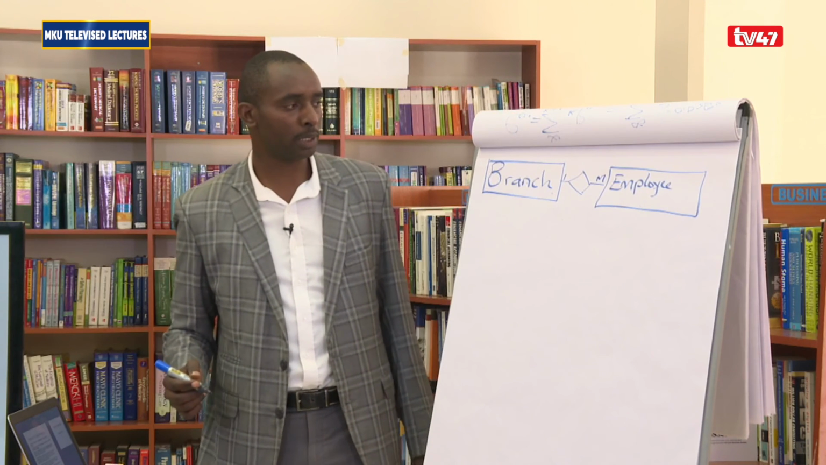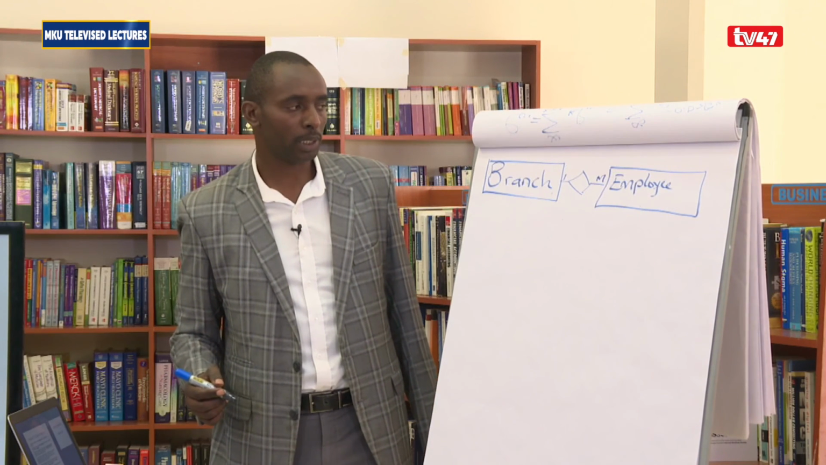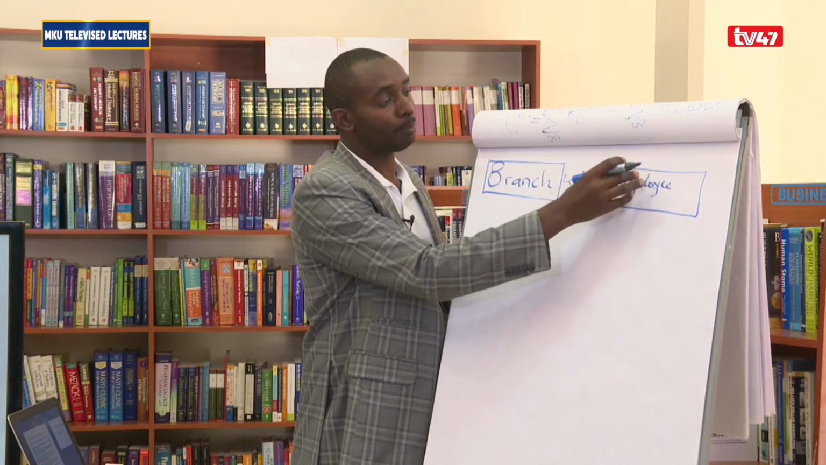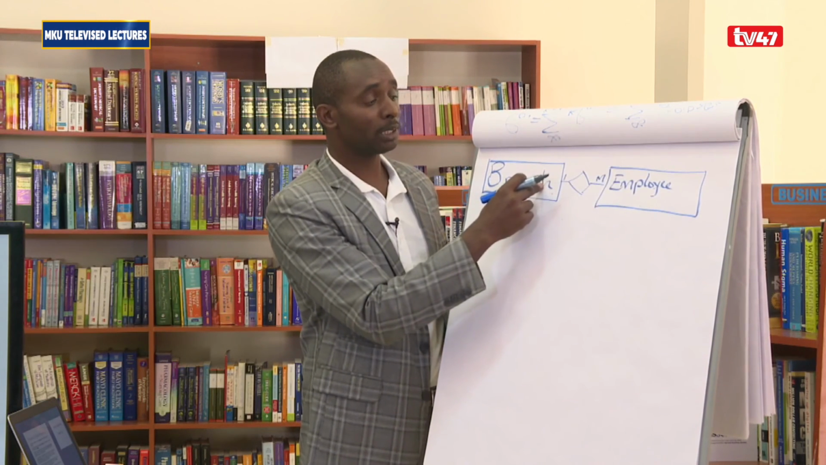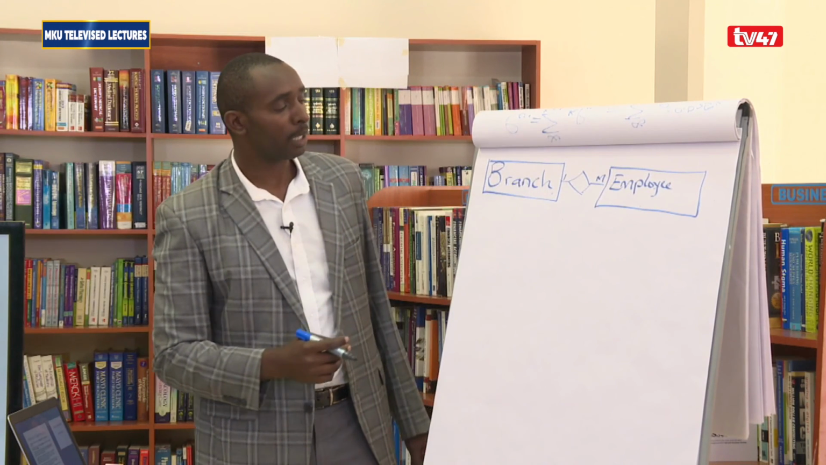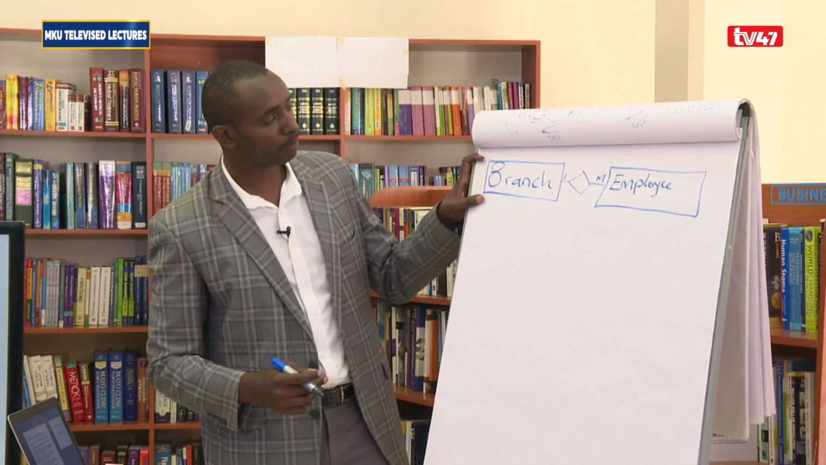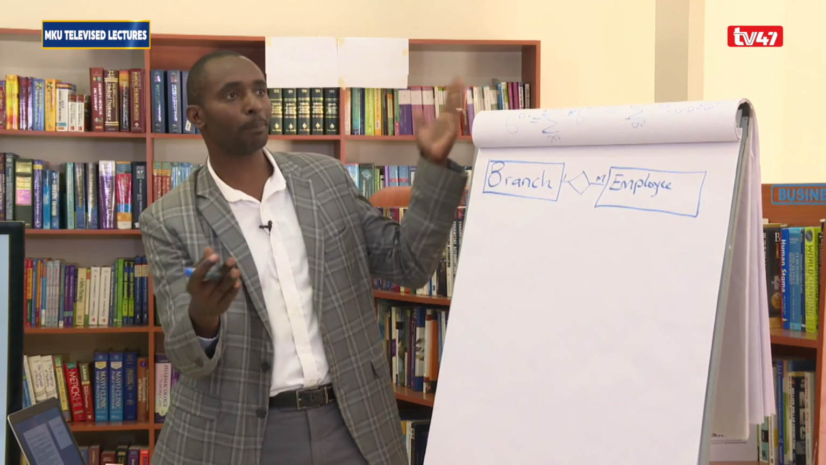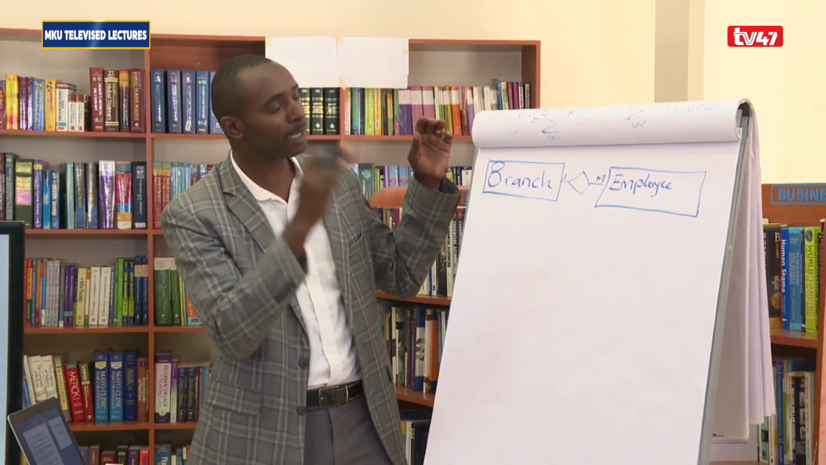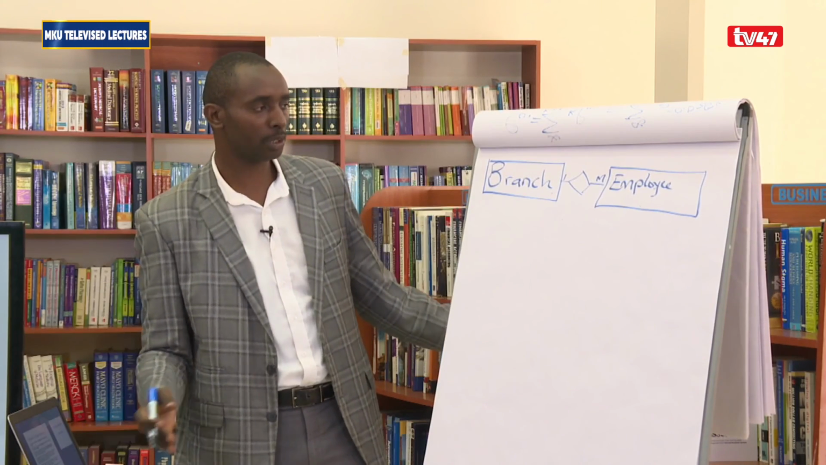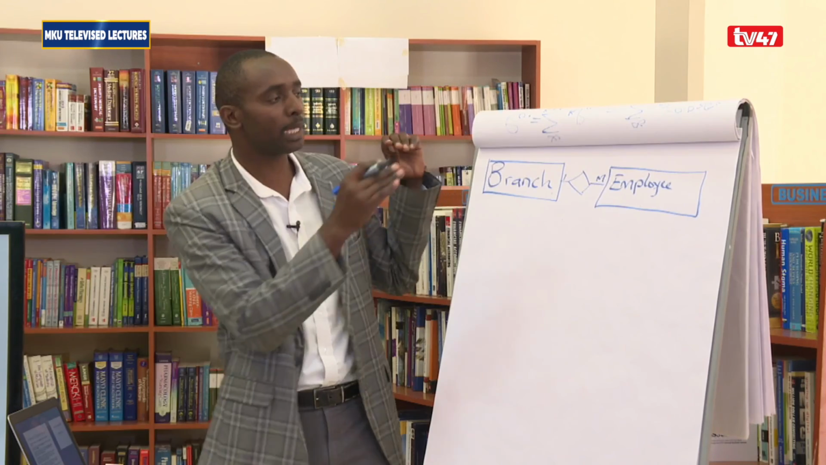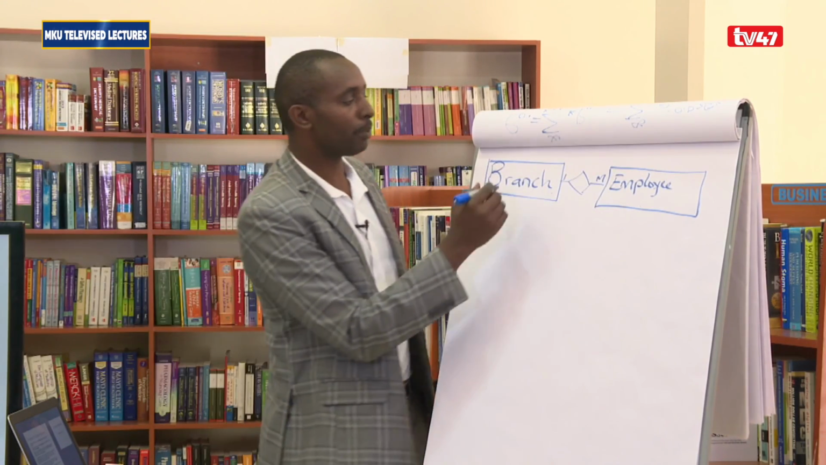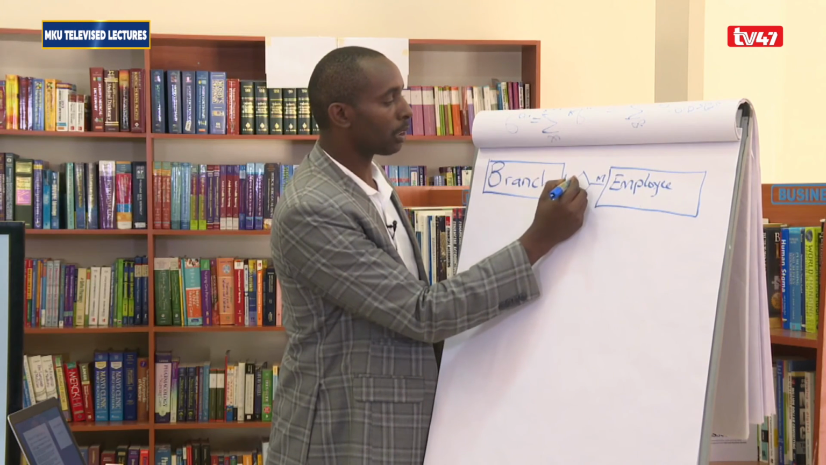Many employees can work in a branch, but you cannot have one employee belonging to many branches. An employee cannot belong to many branches. So this is what the one to many relationship here means.